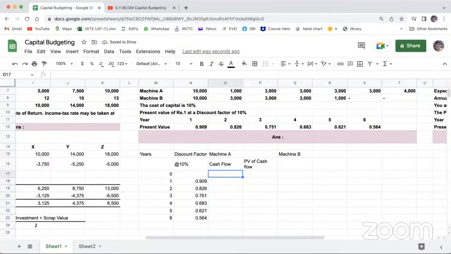Now the cash inflow is also given to you. We know that in year 0 we made the initial investment, which is 10,000. In the first year the return we got is 1,000. Then in the next year it is 3,000. Then 3,000, and it is 3,000 for 4 consecutive years, right? And in the last year we got 4,000. Just write it down.